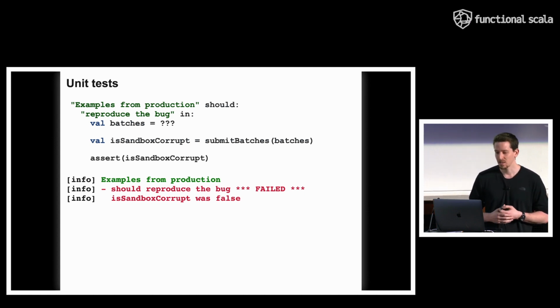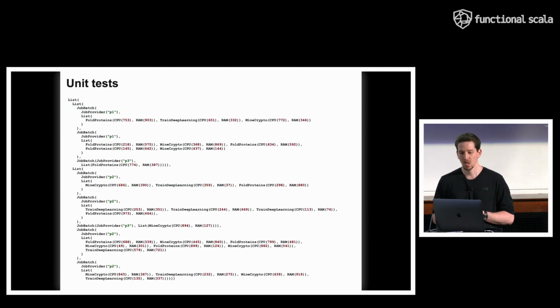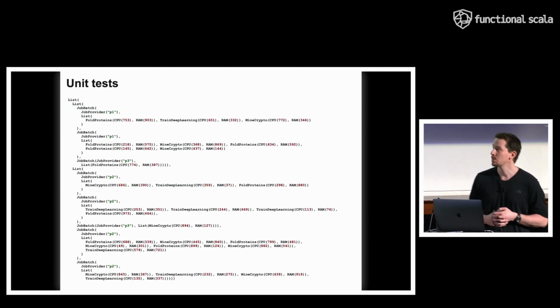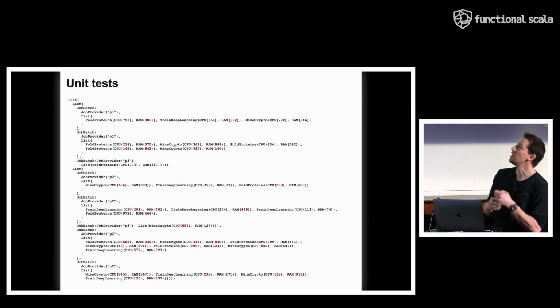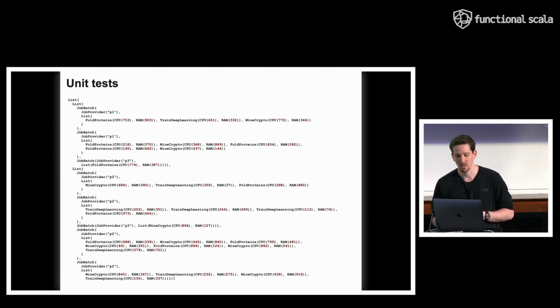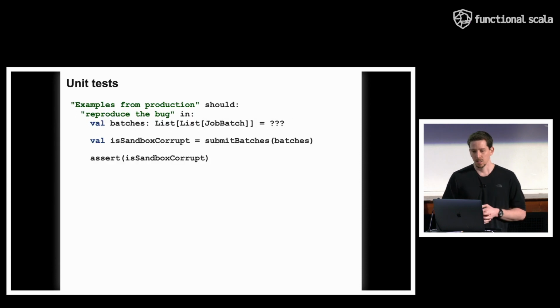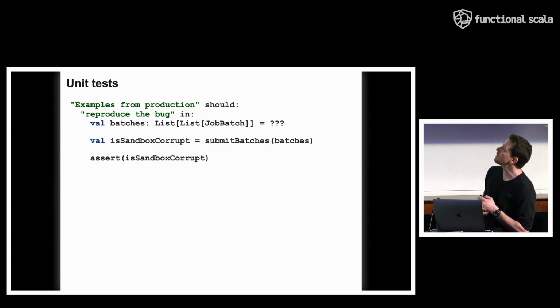We can hope that the bug is sequential, and so we can try to reproduce it with a bunch of steps. So we take a longer trace from production, which is quite long, but at the end, this is supposed to be failing our sandbox. And so we can rewrite our test with the longer sequence. In this case, we have a list of lists of job batches, so we have lots of nestiness.